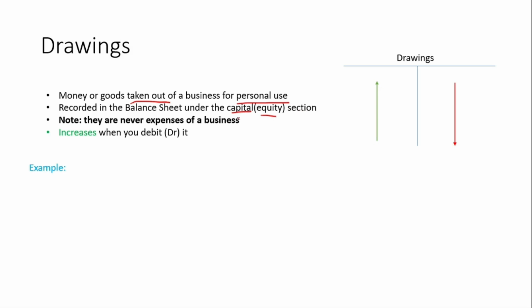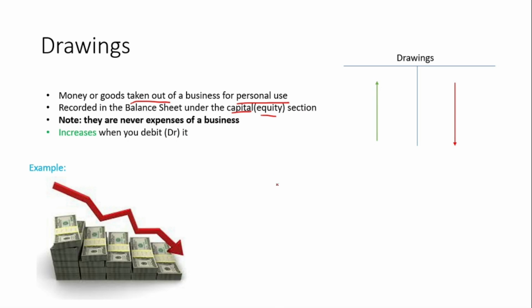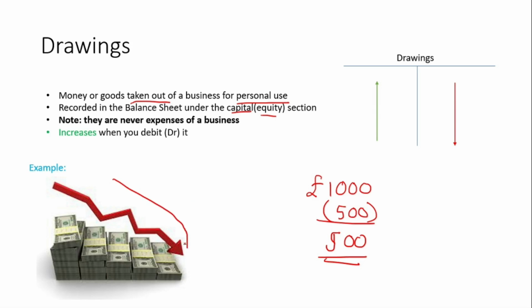So if we have an account for drawings, to increase it, you debit it, and to decrease it, you credit it. For example of drawings, let's just say that you have £1,000 in your business bank and you've taken out £500. That will just leave you with £500 left in your business bank account. And because you own that money, you do not pay any expenses, which is why by taking out the money, it will reduce the amount of cash you own.